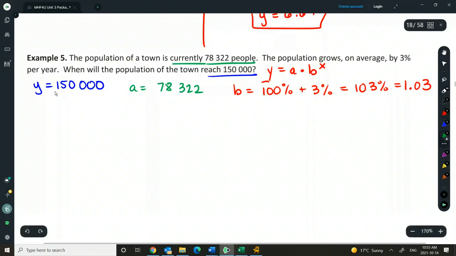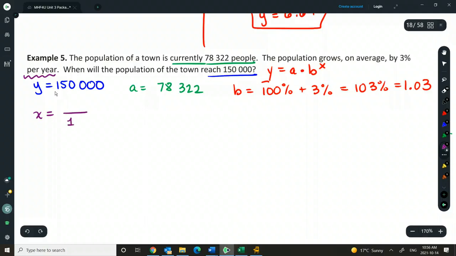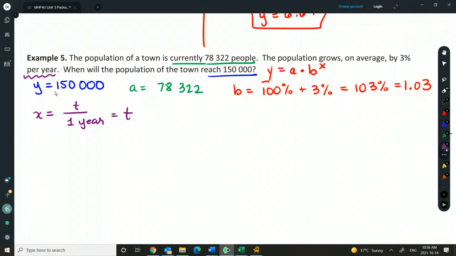What pieces of x do we know, if any? Remember, x is total time over time for one growth or decay to happen. Serena? It happens per year, so the bottom part would be over 1. Okay, so over 1 year. And do we know the total time? Okay, so that will just be t. So in the end, x will be equal to t. And I will get t out in years.